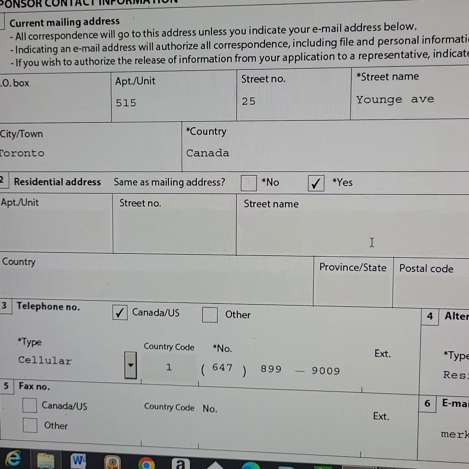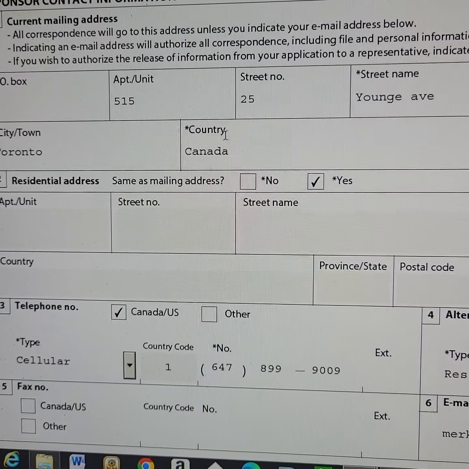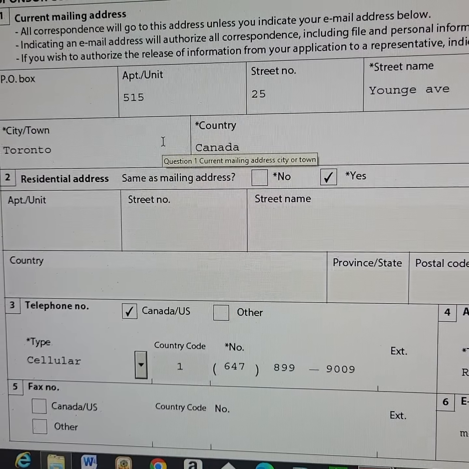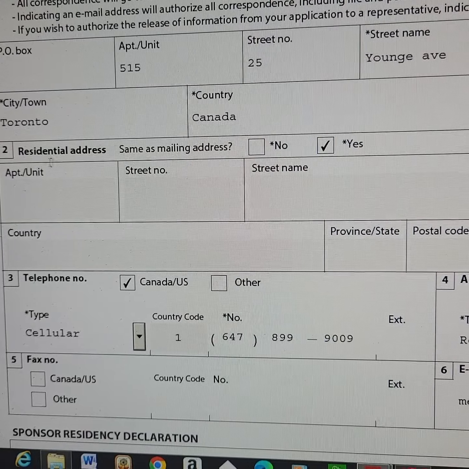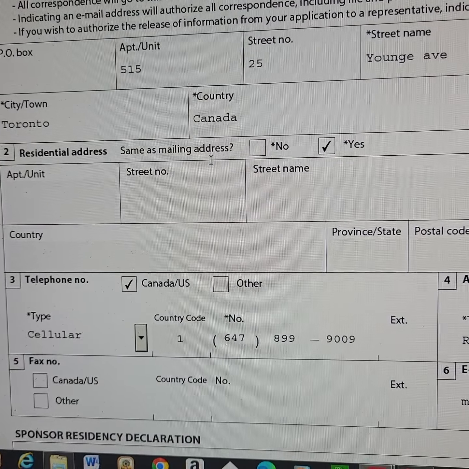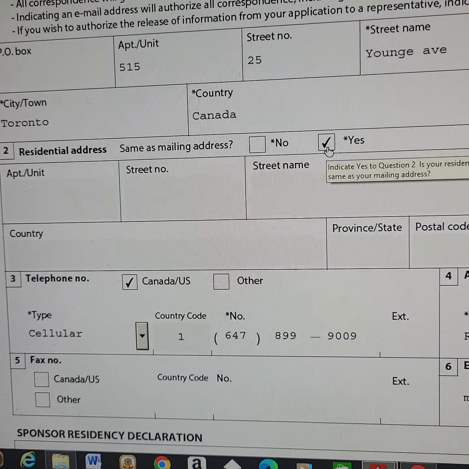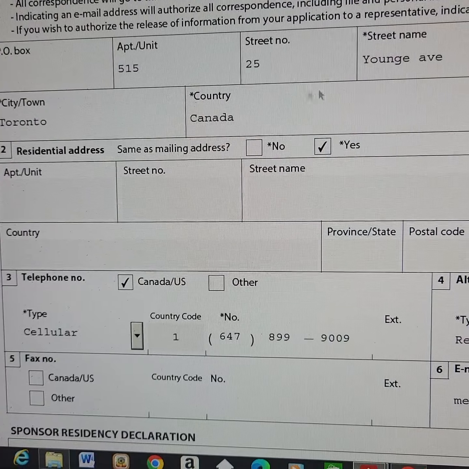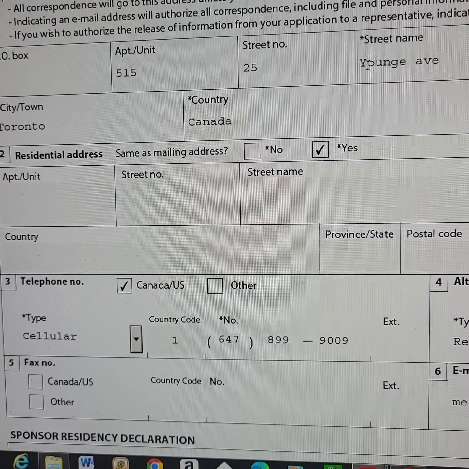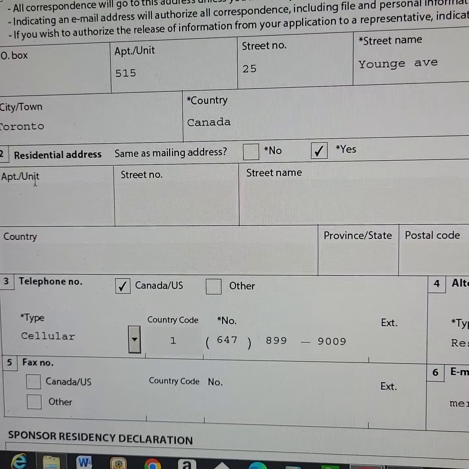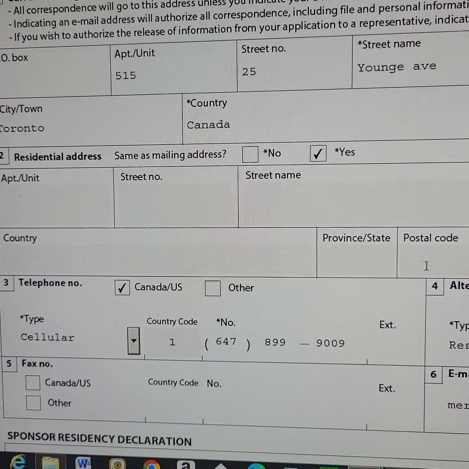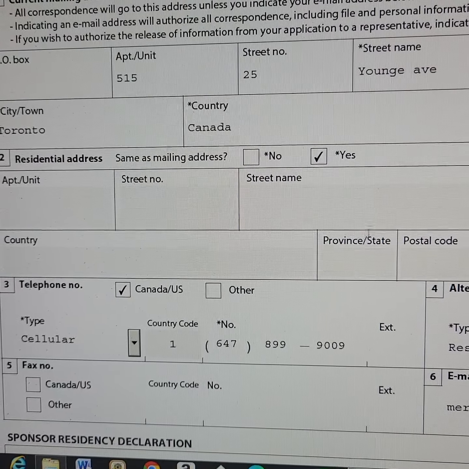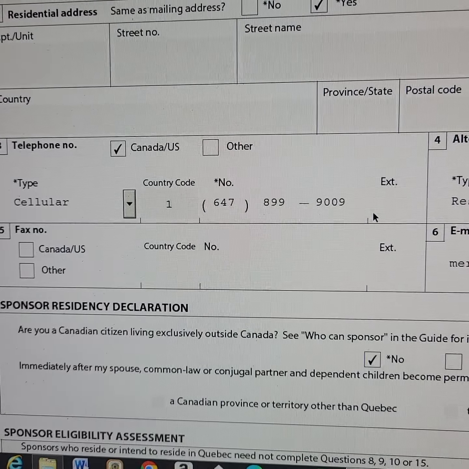No, my husband's not the representative. It was me, myself. So here I put my address, okay? And then on the bottom, residential address, same as mailing address, I put yes. Now, if your representative was to fill out the application for you, they will have to put their address here from their company, their email address, but the residential address would be yours. So they would have to put your address here, okay? I hope you do understand that.